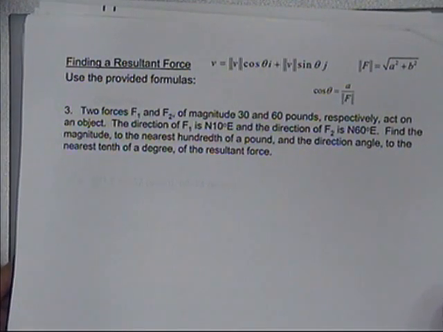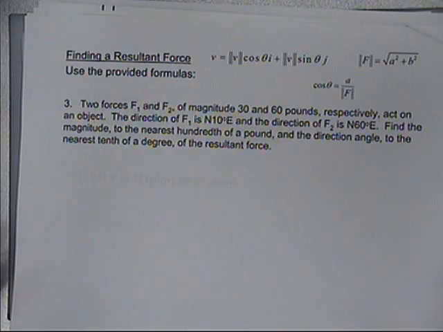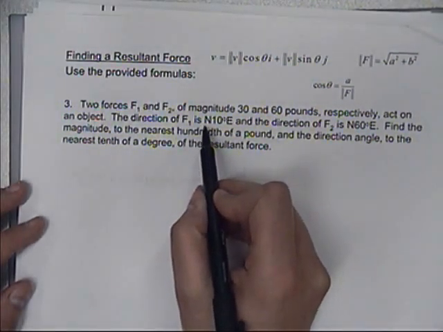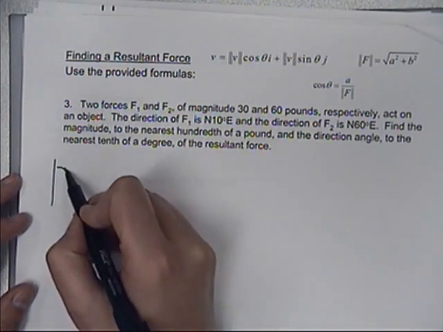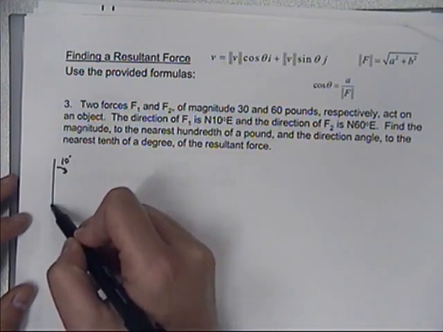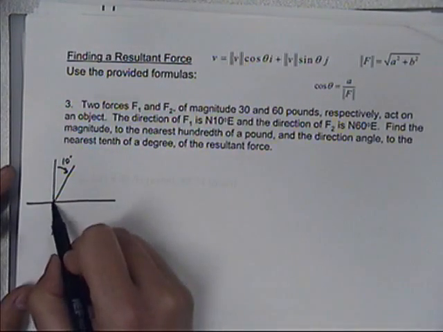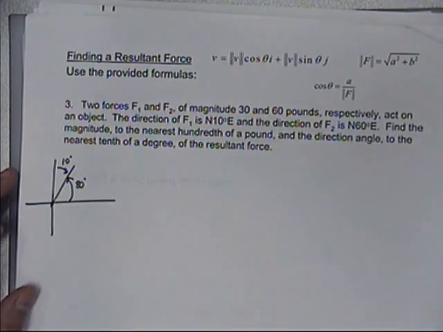So basically what I want to figure out is what are each of these two vectors, and then can I combine them somehow? So the first vector is north, the direction is north 10 degrees east, so that would be, here's north, 10 degrees east of that would be right there. So basically, we're pushing up into the first quadrant 80 degrees, right? Because 80 plus 10 is 90.